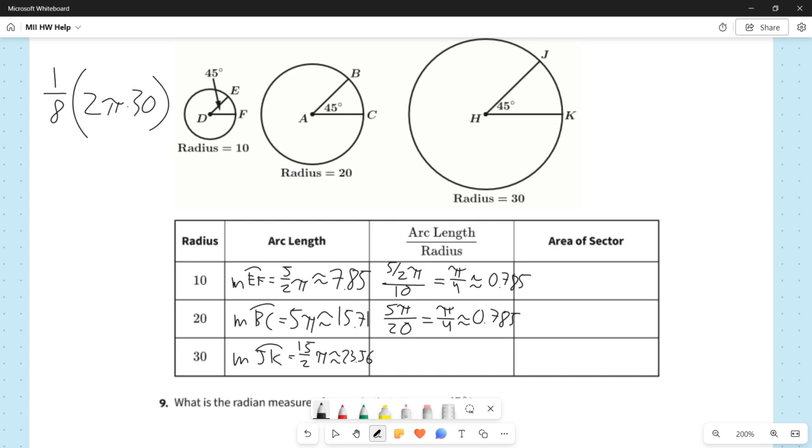And then finally, our arc length for our largest circle we found to be 15 over 2 times pi. And our radius was 30. So again, the 2 in the denominator of the numerator simply moves into the denominator. So our denominator becomes 2 times 30, which is 60. And 15 over 60 is again 1/4. We don't need the 1 because the pi makes that redundant. So we end up getting pi over 4, which is still approximately 0.785.